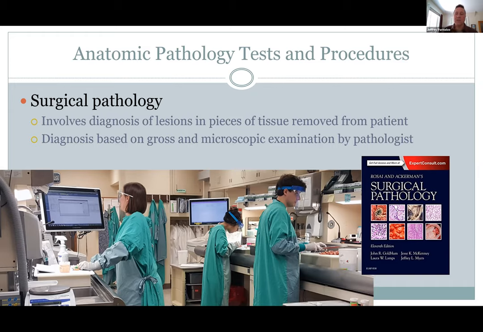So surgical pathology takes pieces of tissue, runs it to the lab, and they will do gross examination. They can look at it or do microscopic histological examination and be able to give guidance.